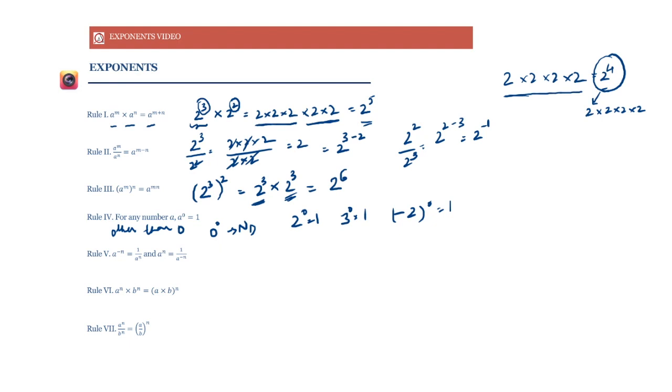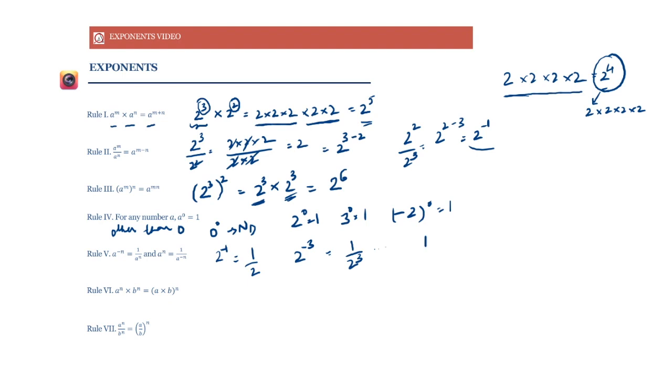Okay, a to the power minus n is 1 upon a to the power n. So we looked at the negative exponent over here. This is how we deal with the negative exponent. A to the power minus n is actually 1 upon a to the power n. So let's say if I have 2 to the power minus 1, this is 1 upon 2. If I have 2 to the power minus 3, this is 1 upon 2 cube, and so on.